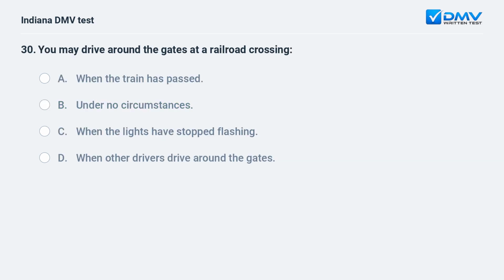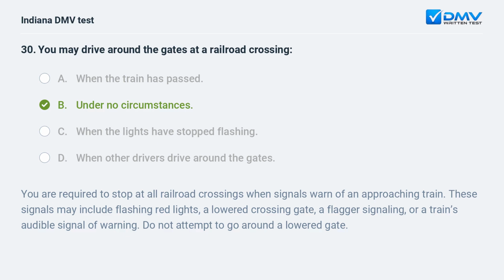You may drive around the gates at a railroad crossing. A. When the train has passed. B. Under no circumstances. C. When the lights have stopped flashing. D. When other drivers drive around the gates. B. Under no circumstances. You are required to stop at all railroad crossings when signals warn of an approaching train. These signals may include flashing red lights, a lowered crossing gate, a flagger signaling, or a train's audible signal of warning. Do not attempt to go around a lowered gate.